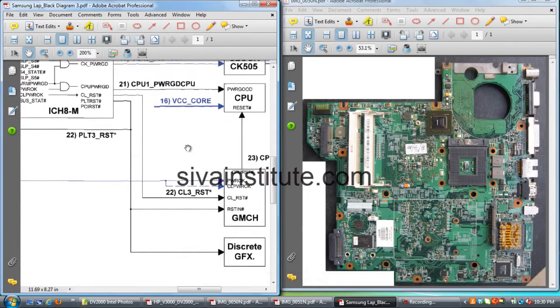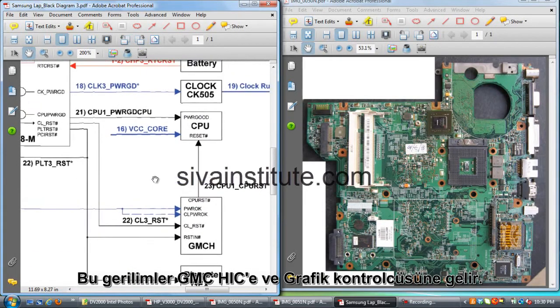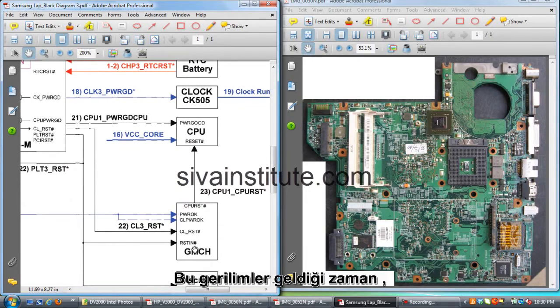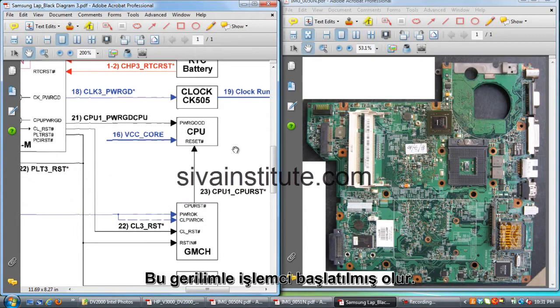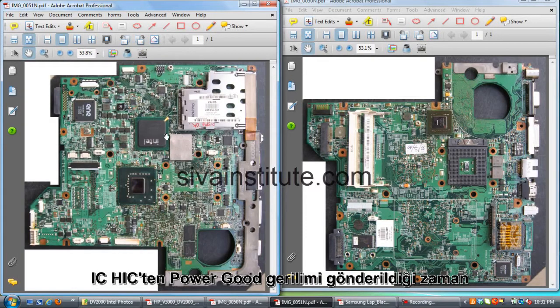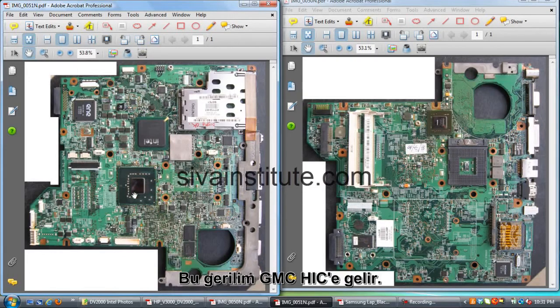This voltage goes to the GMCH and graphic controller chip. When this voltage releases RSM reset, this power good voltage goes to the CPU. CPU starts this function. When the ICH receives power good voltage, it releases PLT reset and PCI reset voltage, 3.3 volts. That voltage goes to the GMCH.